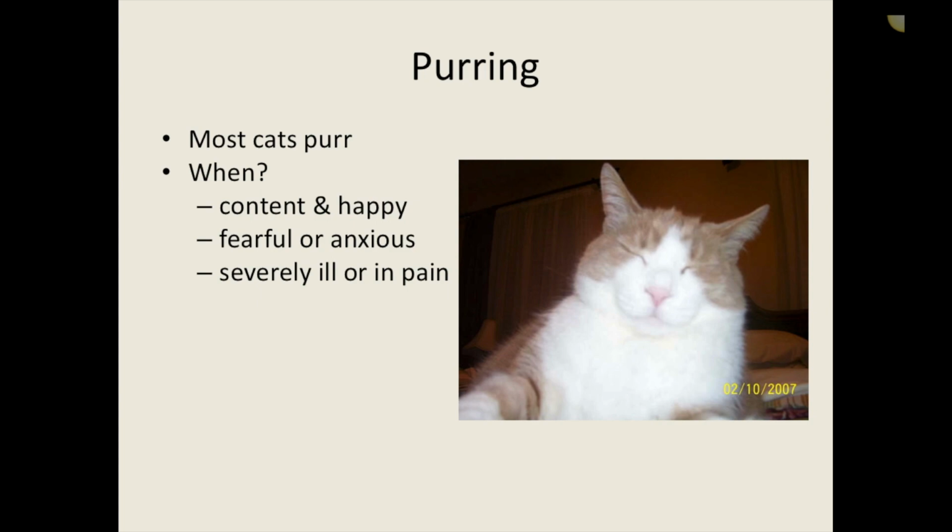So if you're hearing a cat purring, you just want to have a look at the rest of the cat and see how they're presenting. Are they looking angry? Are they hunched over? Are they listless? Are they looking dull? Are they looking lethargic? Why are they purring?